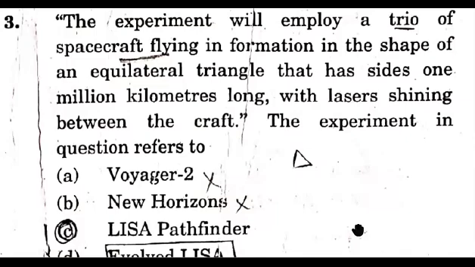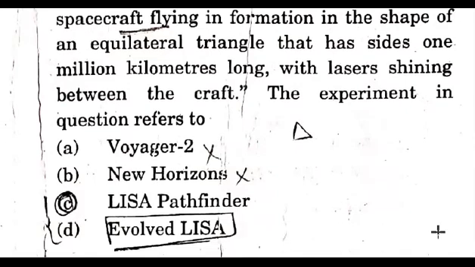Option number 1, which is present here, is Voyager 2. Now, all of you are quite well aware that Voyager 2 is a space probe designed by NASA, right? It was sent in 1977 to study the outer planets. So definitely this is not the answer. New Horizons, again, is connected with space technology. New Horizons was launched in 2006. And it was a flyby program. It was an interplanetary space probe like Voyager, but it was a flyby program in 2006.